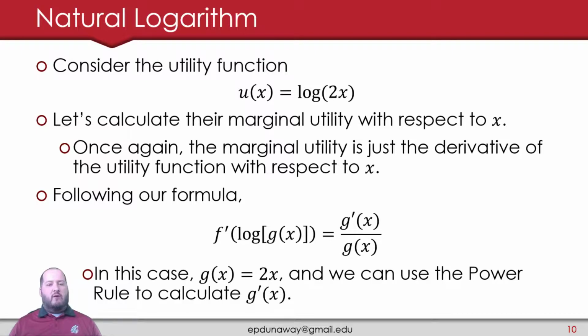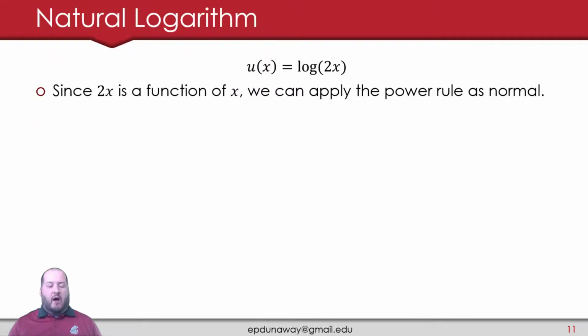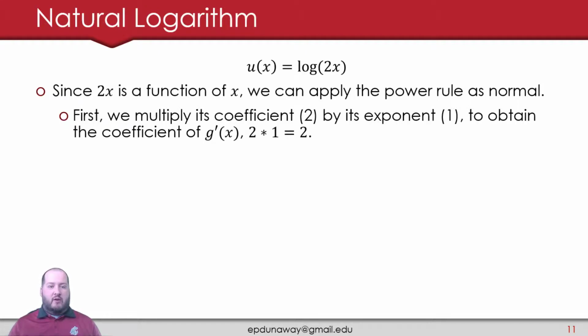So anyways, going back to my formula, in this case, g of x is just going to equal 2x. It's just the argument that's inside of the logarithm. And I can use the power rule to calculate g prime of x in that case. So anyways, since 2x is a function of x, I can apply the power rule as normal. So first I'm going to multiply its coefficient 2 by its exponent 1 to obtain the coefficient of g prime of x, 2 times 1, which equals 2.